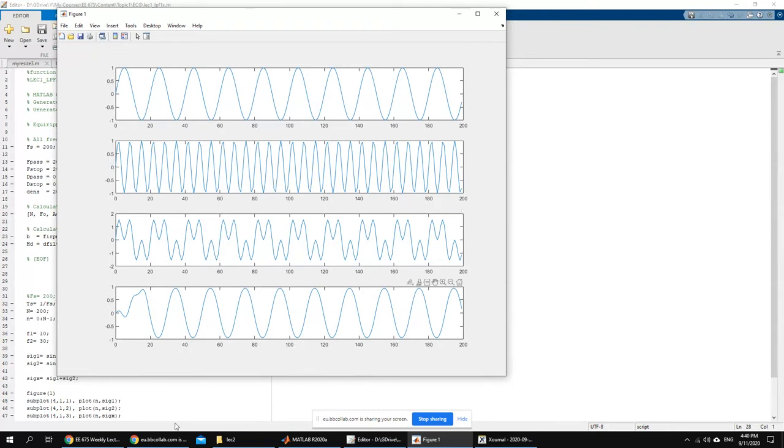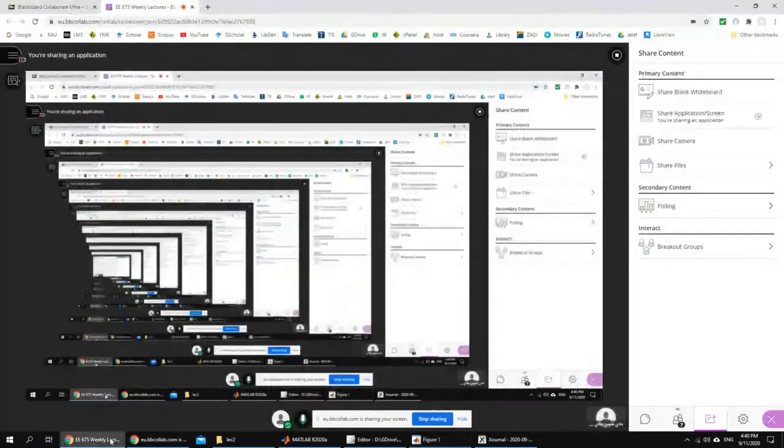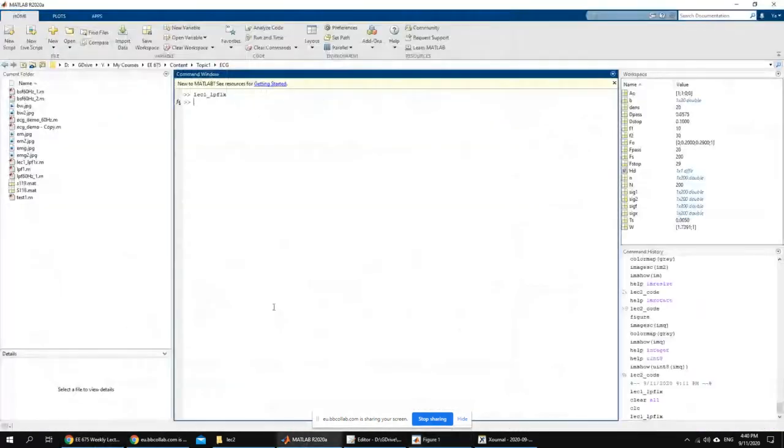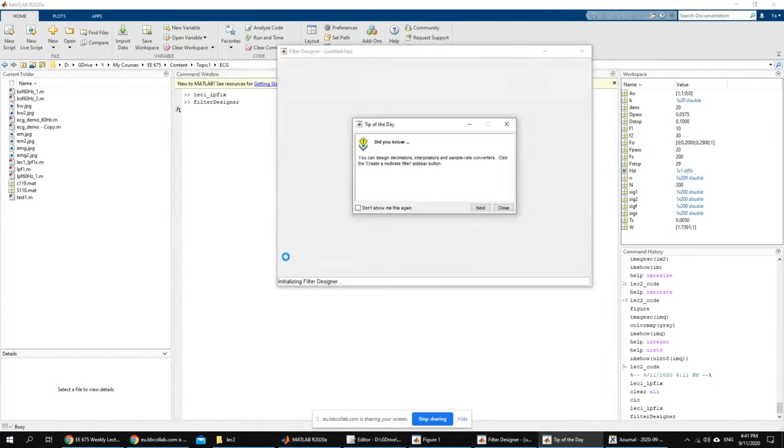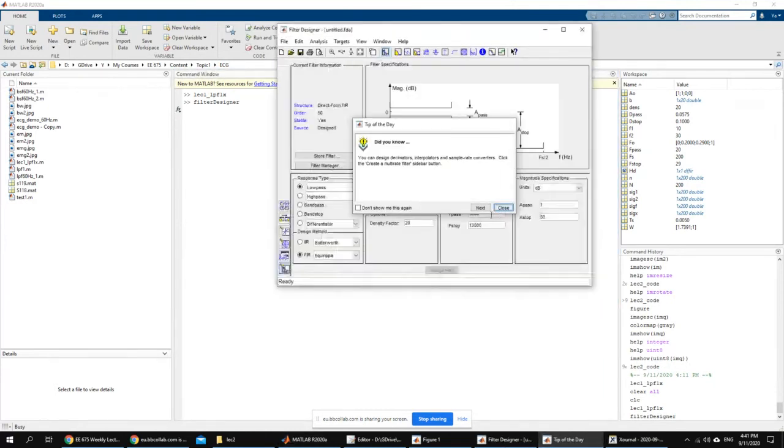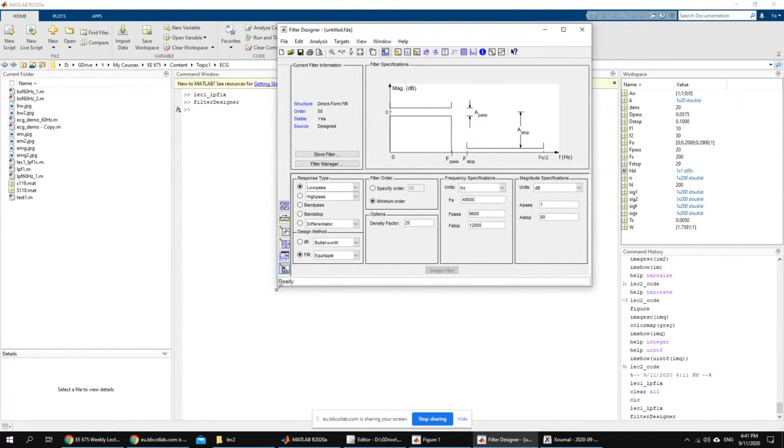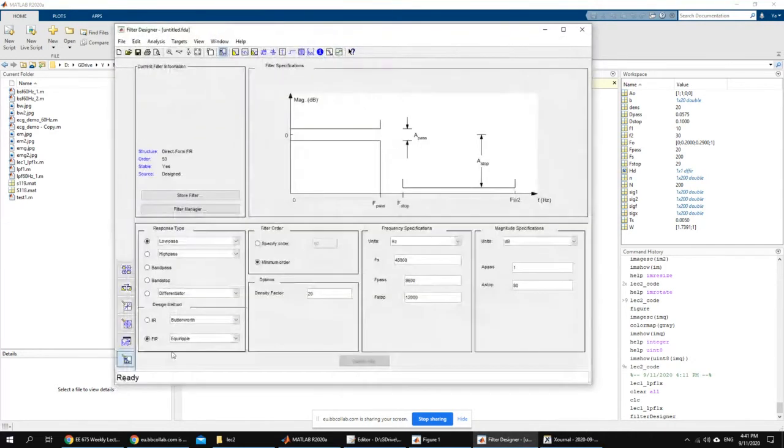Let me also review the part about the filter designer tool where I generated the first part. What I did was just use a filter designer. This is one of the tools that are available in Matlab. Just write filterDesigner, and you're going to come up with an interface that looks like this.